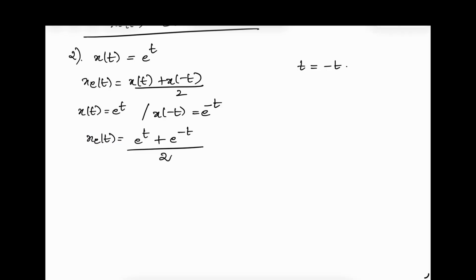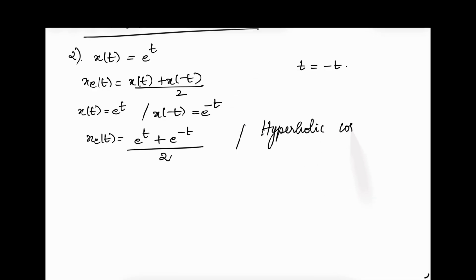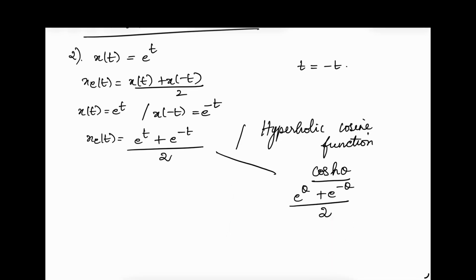Right? So e power t plus e power minus t by 2, we know this is a hyperbolic cosine function. Okay. So what is hyperbolic cosine function? It is cos h theta. Right? So what is cos h theta? It is e power theta plus e power minus theta by 2. So we have got the answer as e power theta plus e power minus theta by 2. So how can I write x even of t? I can write it as cos h t. So this will give me the answer for even signal.